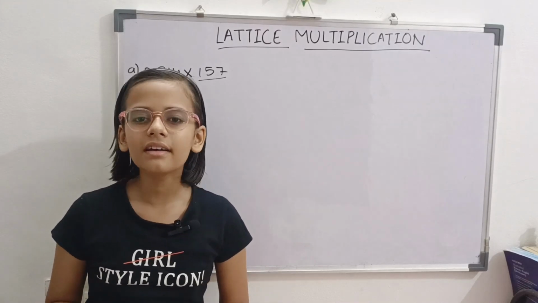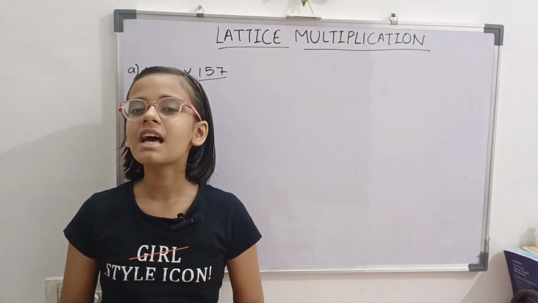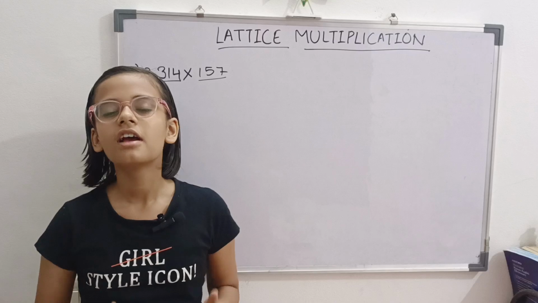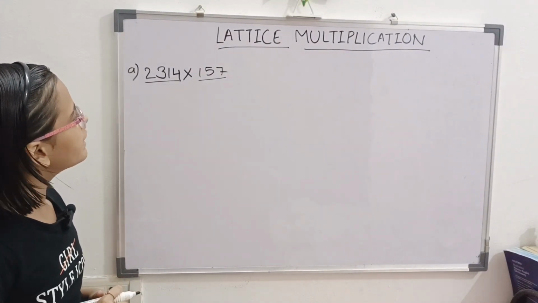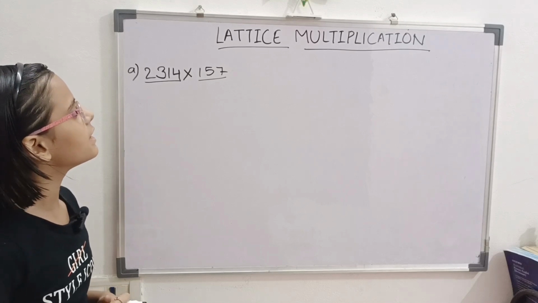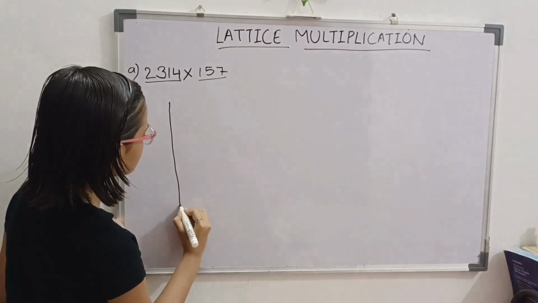This is Navika Bhadak and today we are going to learn how to multiply numbers using the lattice method. So let's start. Our first number is 2314 multiplied by 157. So we have to make a box.